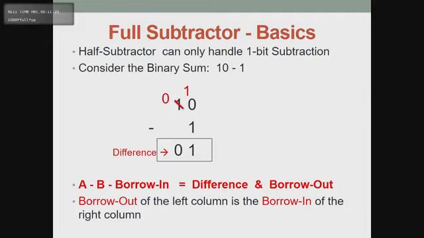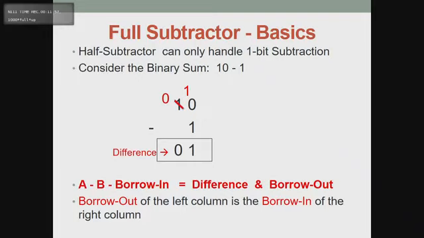Half subtractor can only handle 1 bit subtraction. Consider the binary subtraction problem 10 minus 1. Now, how do we do this? We've got to borrow from the left hand column, bring it into the right. 10 minus 1 is what? 10 is a 2. 2 minus 1 is 1. Right, and 0 minus 0 is 0. So that's the difference over there.